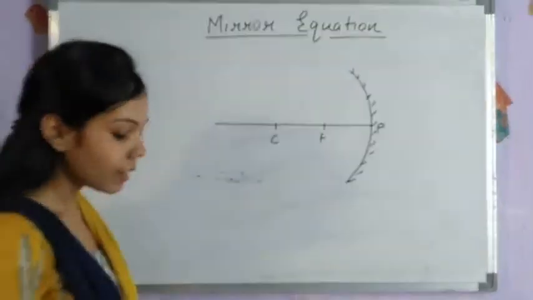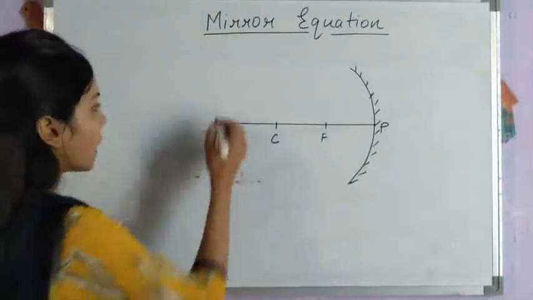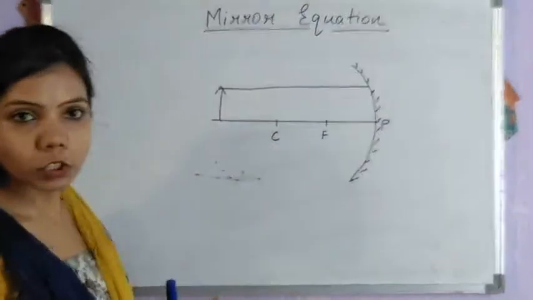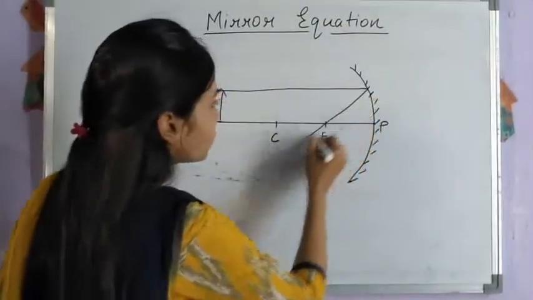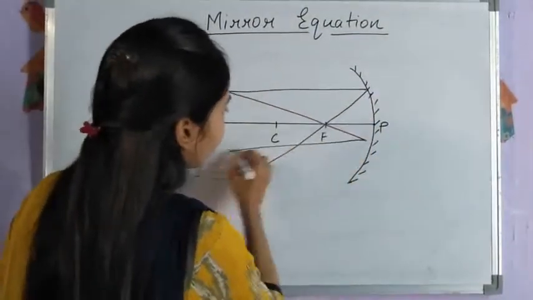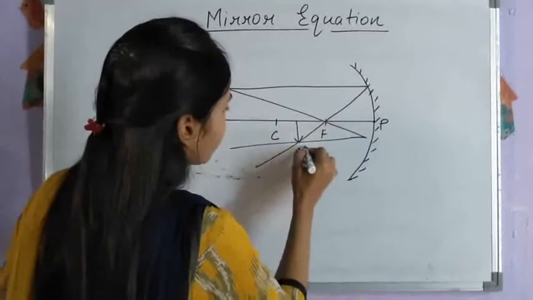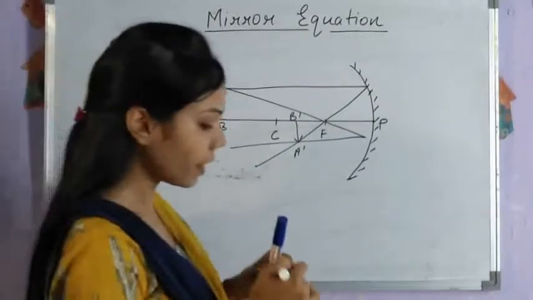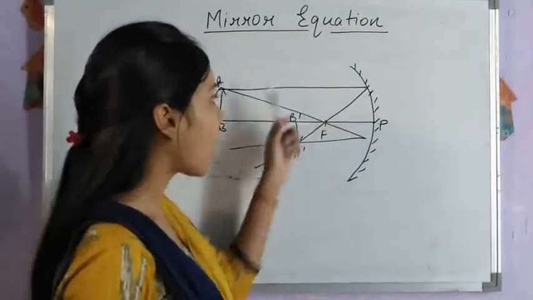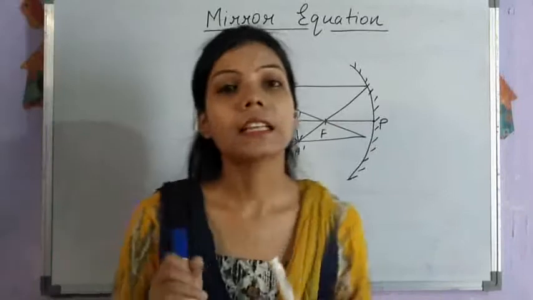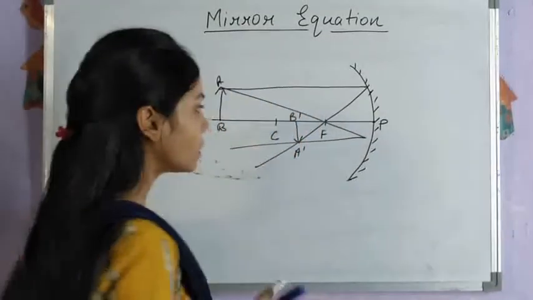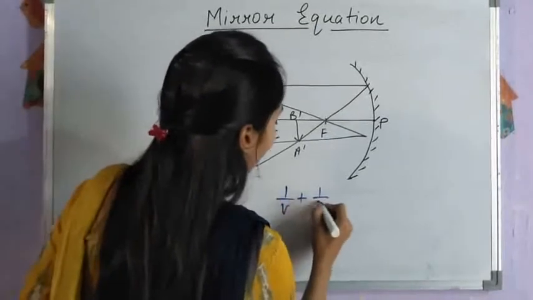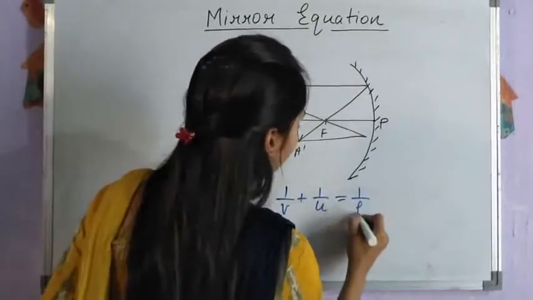So let us consider an object which is at a finite distance from the pole, and we will draw the usual diagram to get the image, which will of course be a real one. So this is the image, this is the object, right? Now we will see how this gives us the mirror equation. So let me first write down the equation: 1/v + 1/u = 1/f.